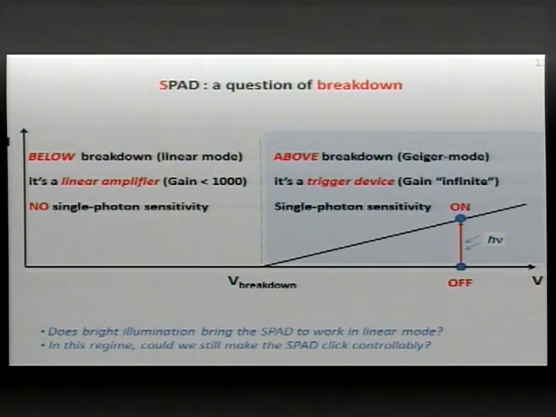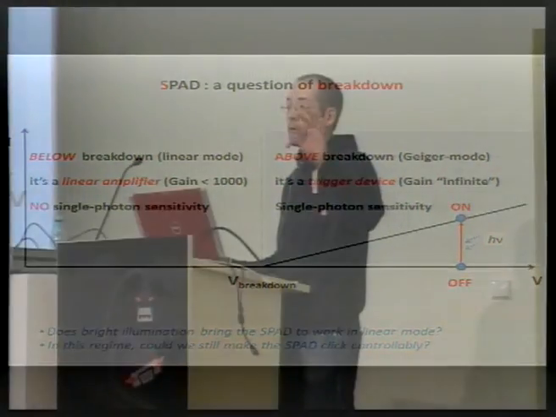Below breakdown voltage, well, the diode behaves essentially as a mere linear amplifier. That means that the output of the detector is proportional to the light you input. The gain in that case is much lower than 1000. So if you have just a single photon coming into the detector, this gain is not enough to make the detector click, and you have no single photon sensitivity.